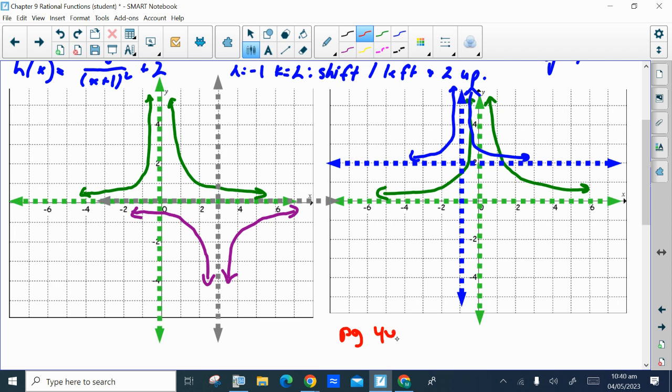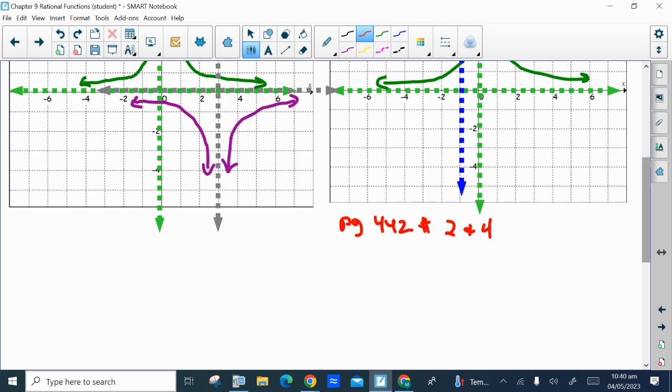So on page 442, questions 2 and 4 is what you can work on for practice.